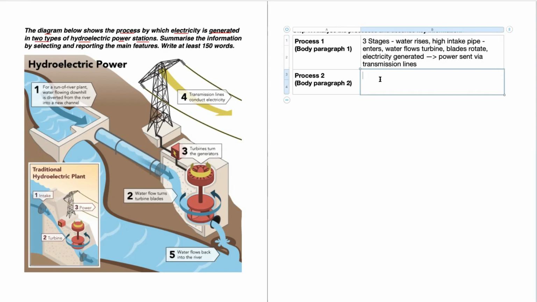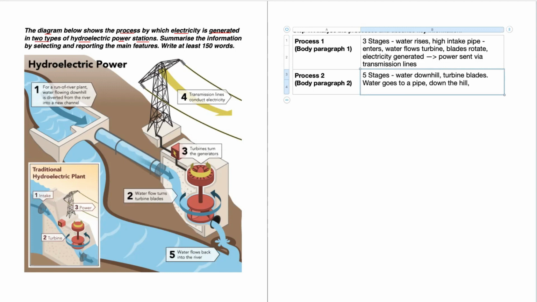Now, process 2, I'm going to say has 5 stages, and I'm going to talk about how water, which looks to be going downhill, goes into turbine blades. Then I'm going to talk about how water is channeled away from the path down into a pipe. So I'm going to say water goes to a pipe down the hill.